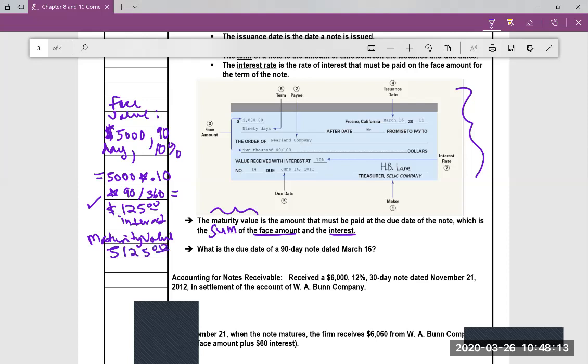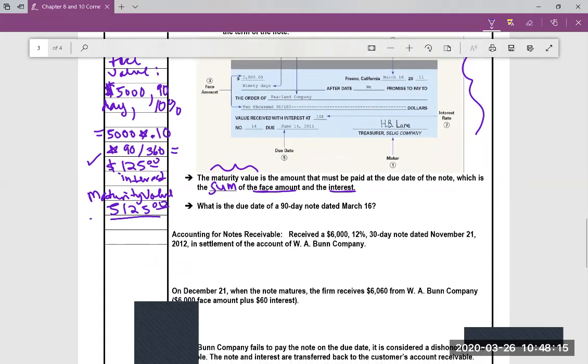Okay. Let's do one more of these just for practice. Let's say we had a $6,000 face value. The interest this time is 12%, and it's a 30-day note. So on my calculator, I do 6,000 times 0.12 times 30 divided by 360, and you'll get interest of $60. So your maturity value is $6,060. Okay, so let's go back over here to some of these other calculations.